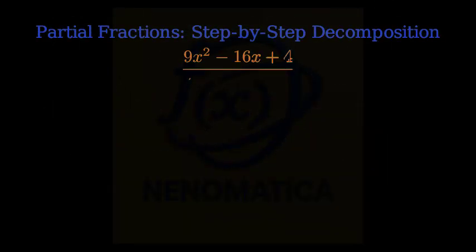In this lesson, we will decompose a rational function into partial fractions. Here is our example. We will go step by step. Factor the denominator, set up the partial fractions, clear denominators, expand and collect like terms, equate coefficients, solve for the unknown constants, and write the final decomposition.